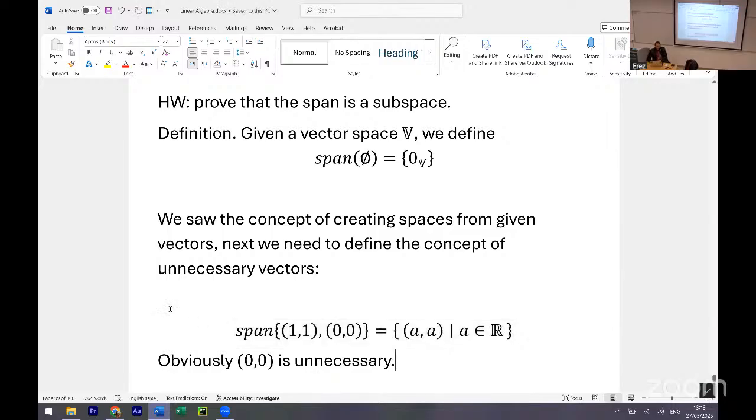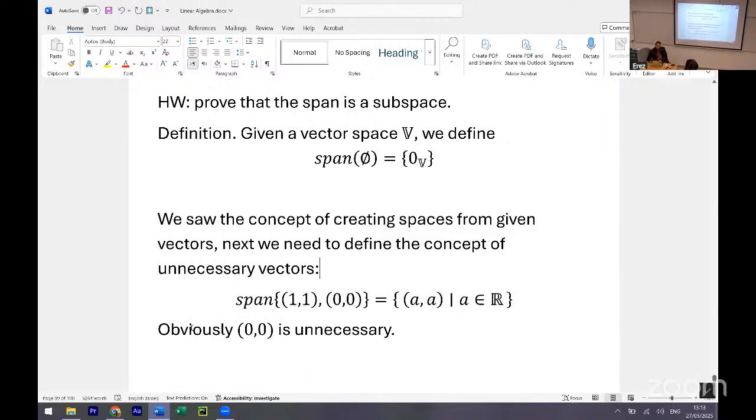So we need to define it. When I'm saying obviously, it's a bit confusing because it's not obvious at all, because I didn't define what unnecessary means. But I'm saying in human speak, what was the need of 0, 0? It didn't tell us anything new, right?